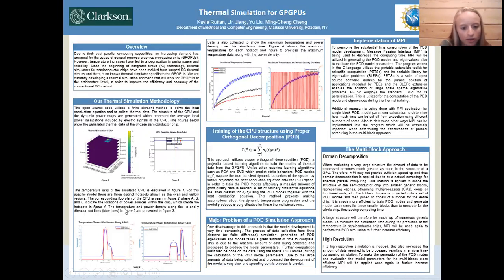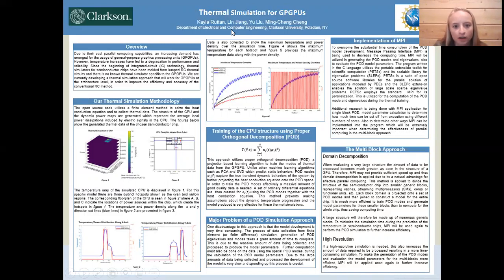The temperature and power density along the X and Y direction cut lines, here in the blue, are presented down here below in Figure 3. The red line is power density and the blue lines are temperature. You can see here, this is the x-axis cut line where it crosses through C and B, and the y-axis where it crosses through C and A.